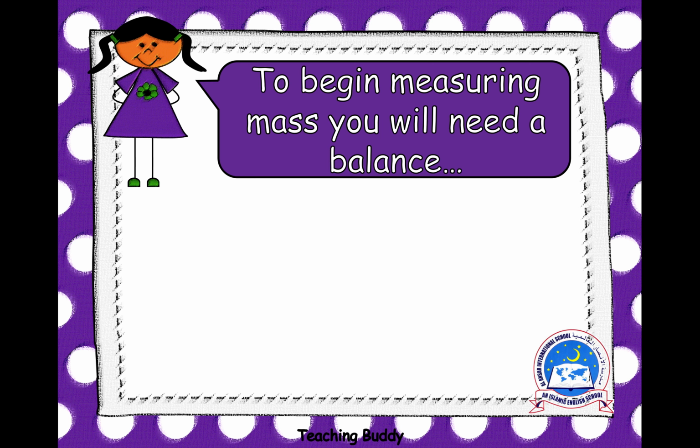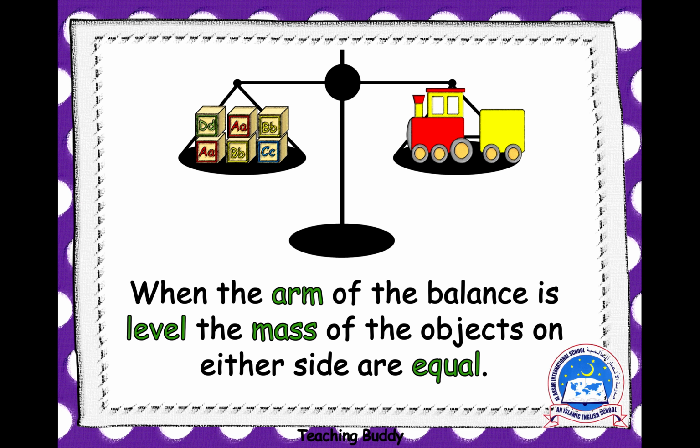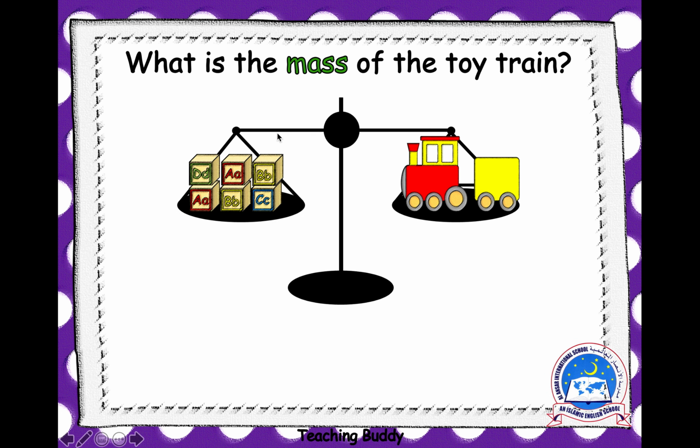To begin measuring mass, you'll need a balance. This is what we call a balance. It is a scale that tells us if something is heavy or light. When the arms of the balance are level, that means both the objects are equal. They weigh the same amount.